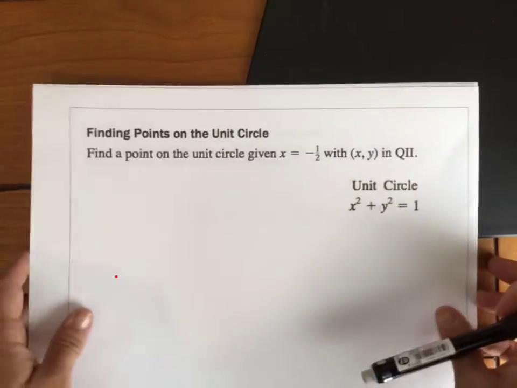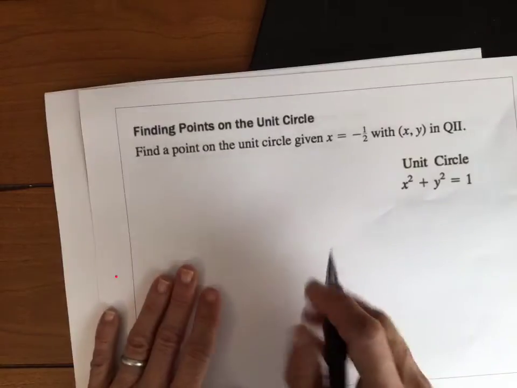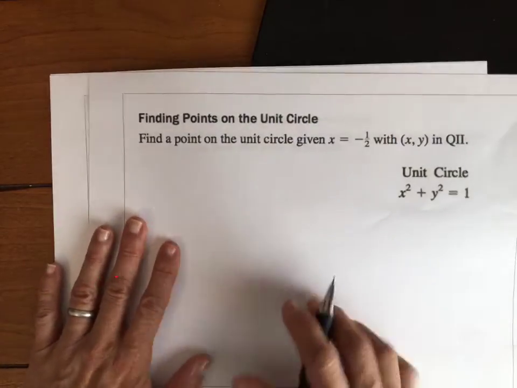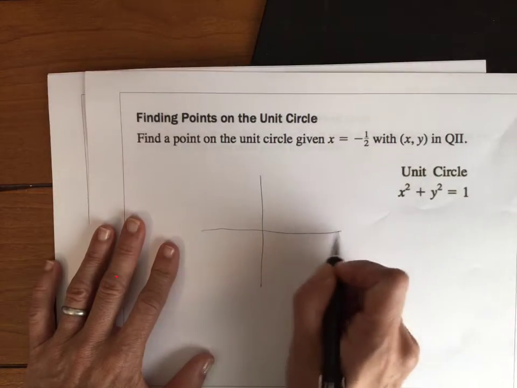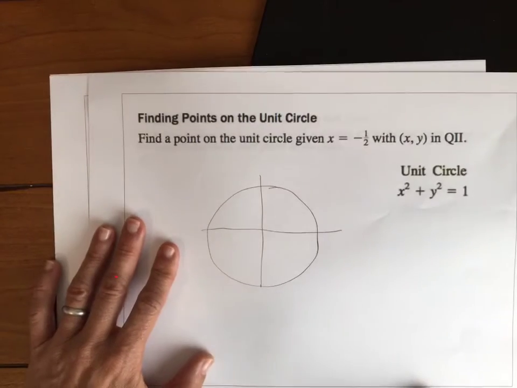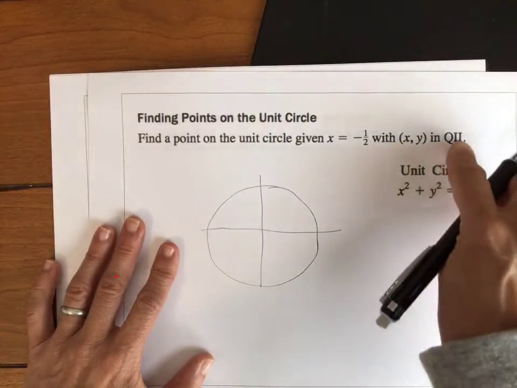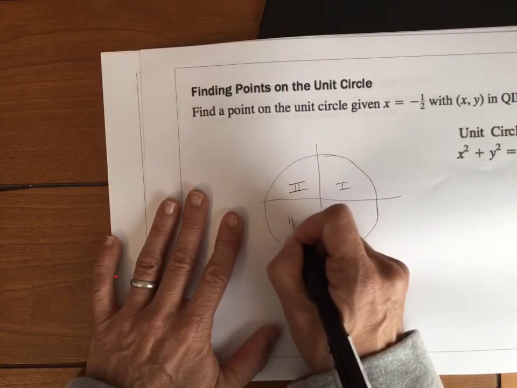All right, so here's how we do it. Find a point on the unit circle given just part of your point. It says x equals negative 1/2 with xy in quadrant 2. So here's what we have. I'm going to draw a picture, and you certainly do not need to draw a picture for yourselves for homework, but I'm trying to teach the lesson. So it says we're in quadrant 2. So here's our quadrants.